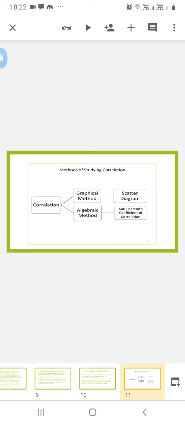Methods of studying correlation. Correlation has two methods: graphical method and algebraic method. The graphical method is the scatter diagram, and the algebraic method is Karl Pearson's coefficient of correlation. The following are the methods of determining correlation: scatter diagram method and Karl Pearson's coefficient. Scatter diagram.